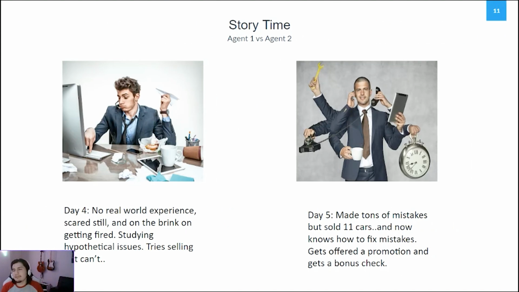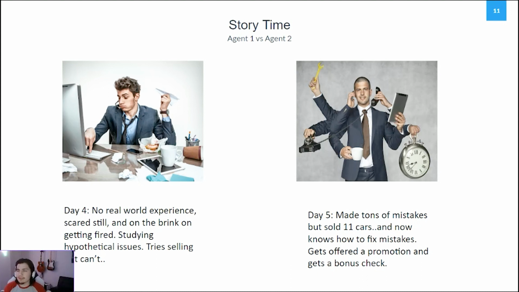Day 5, agent number 1 still has no real world experience. He's still scared because he hasn't taken any action, and he's on the brink of getting fired. He's been studying hypothetical issues the whole time. And so finally his manager's like, bro, agent number 1, you got no time left. You got to close the deal or you're done. He tries to sell that day, but he just can't.